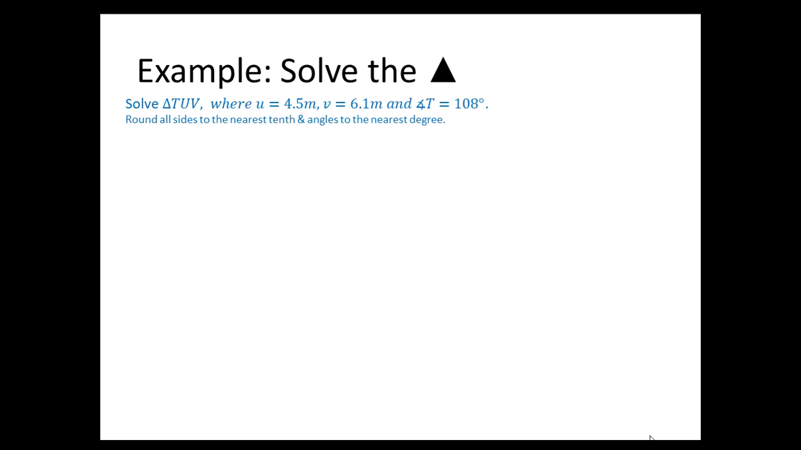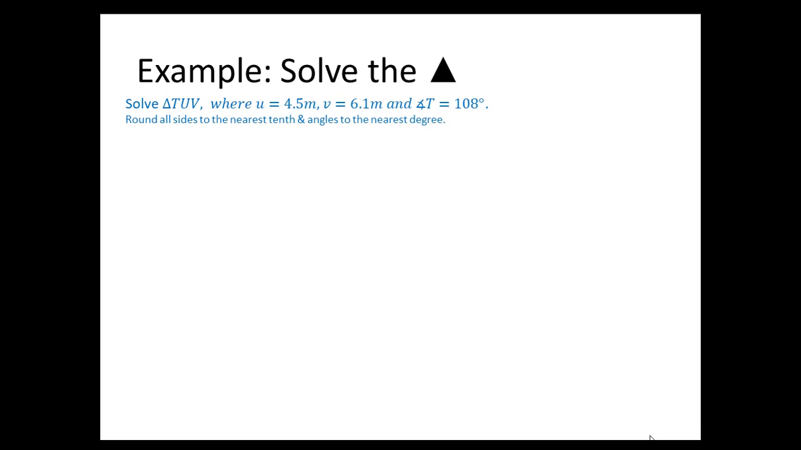Example, solve the triangle. Solve triangle TUV, where U is equal to 4.5 meters, V is equal to 6.1 meters, and angle T is equal to 108 degrees. Round all sides to the nearest tenth and angles to the nearest degree.